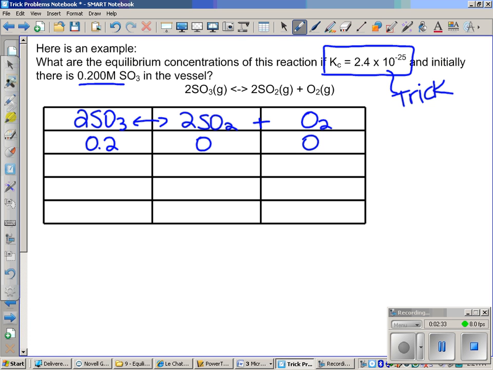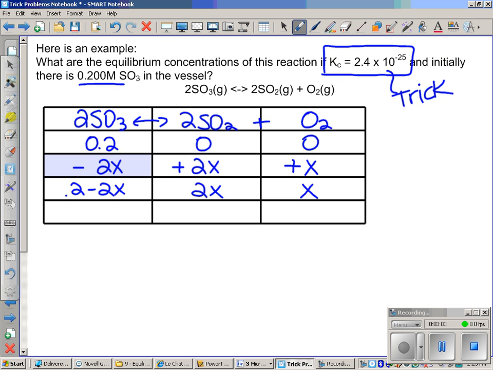Then we're going to go through and place our x's. Okay, so we're going to have 2x. Let's try that again. 2x. I'm going to have 2x, and I'm going to have x. I need to make one side positive and one side negative. Let's make this side positive and this side negative, and then we'll add those together. So 0.2 minus 2x, 2x, and x. So notice nothing's been different yet.